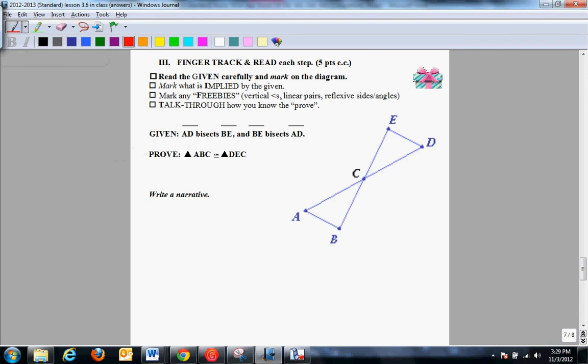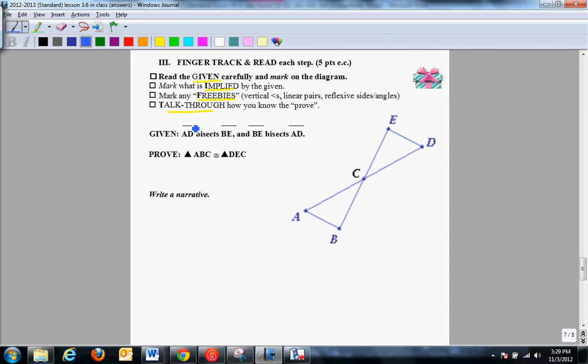Okay, team number 3, let's take a look here. We are going to read and mark the given information on the diagram. We're going to mark what's implied by the given. We're going to mark any freebies and then talk through how we know what we're trying to prove. Let's look at our given information first.